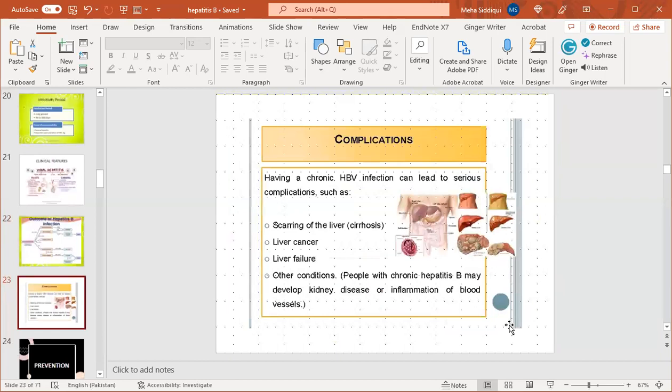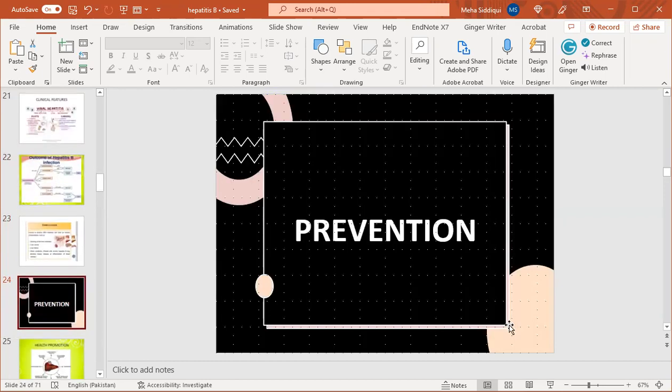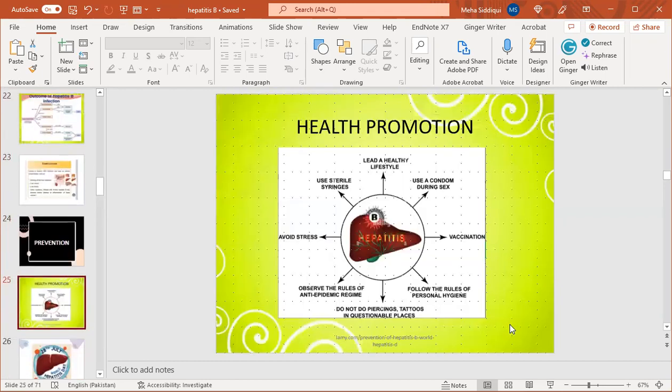Complications. Having a chronic hepatitis B virus infection can lead to serious complications such as cirrhosis, liver cancer, liver failure, or fulminant hepatitis, and other conditions; people with chronic hepatitis B may develop kidney disease or inflammation of blood vessels.